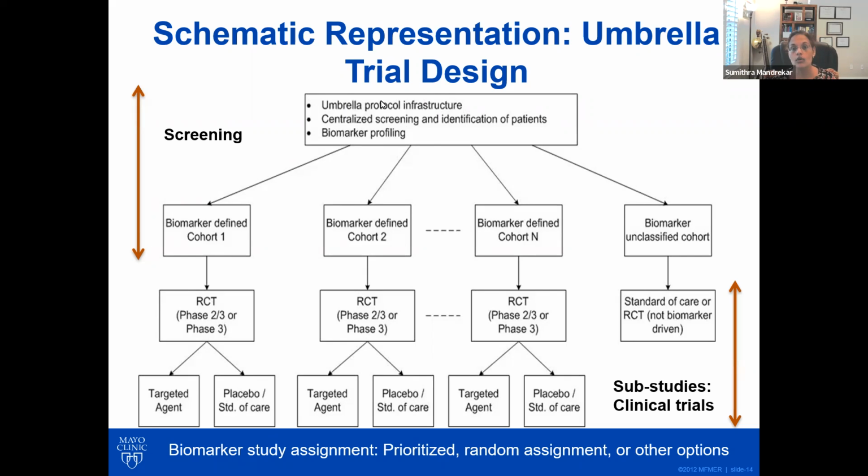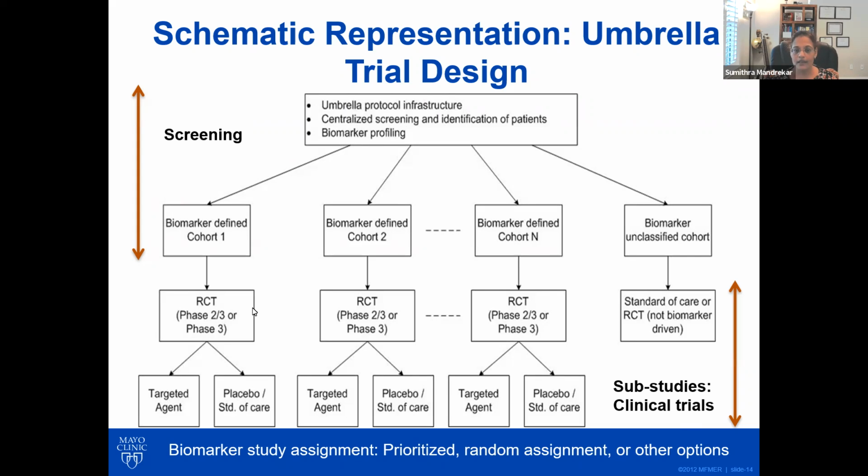Another thing is these are all patients with most often similar histology. So umbrella trial designs are pretty much done within a particular cancer type. There's already some homogeneity in these patients, except for the biomarker driven alterations. Again, like I said, these are larger phase 1, phase 2, phase 3 sort of studies.